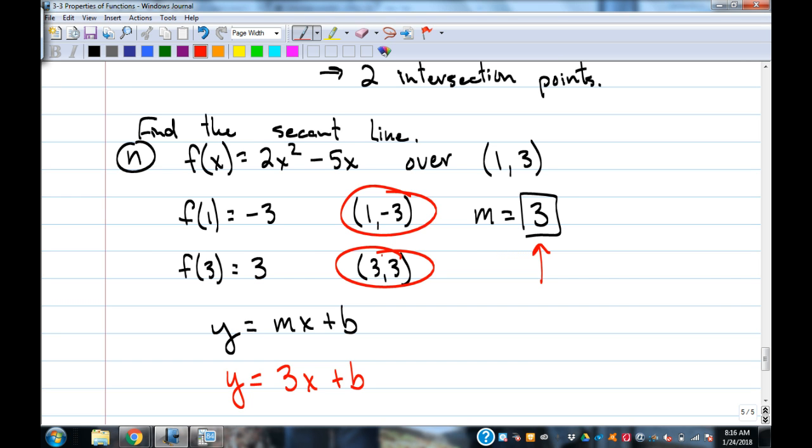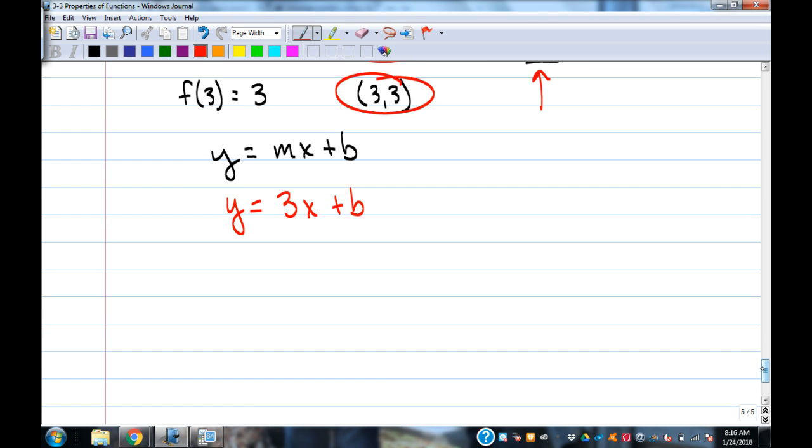I'm going to use 3, 3 because I can't screw it up then. I can't put it in the wrong spot. So if I use 3, 3, I'm plugging 3 in for y. There's my slope, and then I'm plugging a 3 in for x. So this is using that ordered pair, and I'm looking to find out what b is, the y-intercept of my secant line. So just work that out. That's 9 plus b equals 3. Subtract 9.